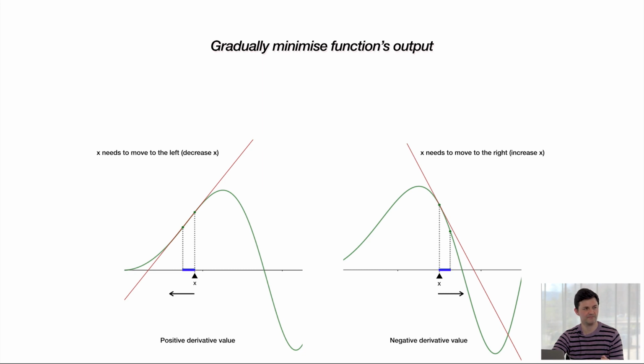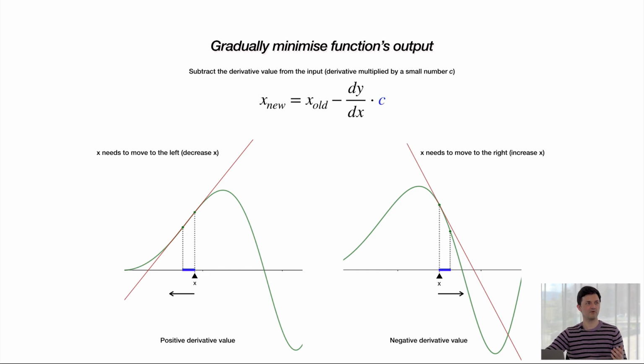instead of minimizing it. And the only thing which really changes if we want to implement this is that we now need to subtract the derivative value from the input. Again, derivative multiplied by a small number c. So now the formula is very similar, except it has a different sign within the expression. To get the x new, we have to take the x old and subtract the value of the derivative multiplied by some small number c.